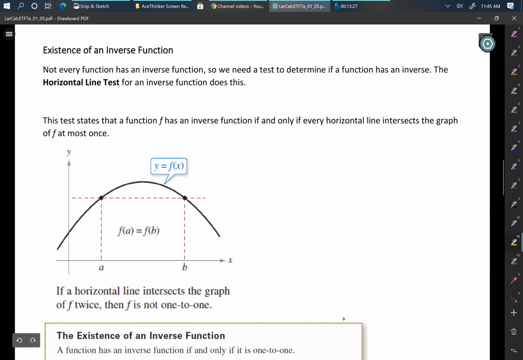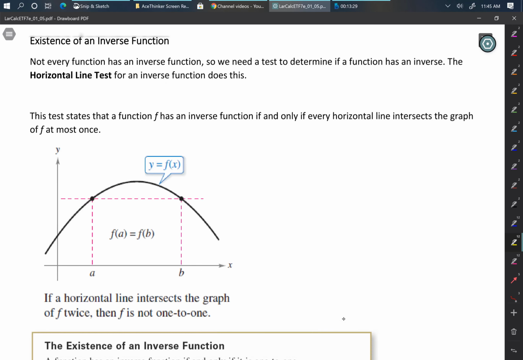Hey, speaking of whether two things are inverses or not, does every function have an inverse function? Well, the short answer is no. The longer answer is no, and here's how we determine whether something does or does not. The quick and dirty way to do it is use something called the horizontal line test. And the horizontal line test is what we use to determine whether a function does or does not have an inverse. But more importantly, why does it work?